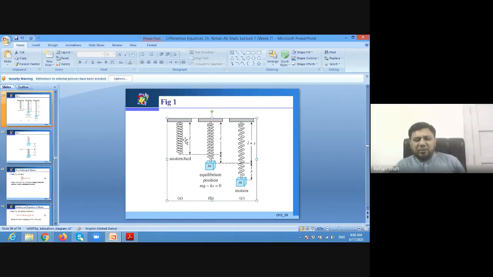In subfigure A, this is a spring, an unstretched spring whose length is L. If you attach a mass M to that spring, as shown in subfigure B, its length increases and becomes L plus S. Understood?